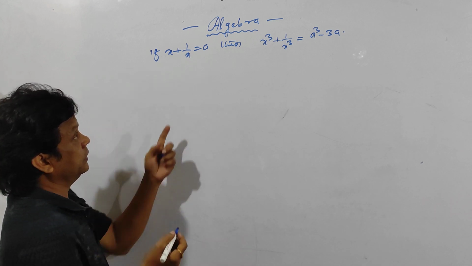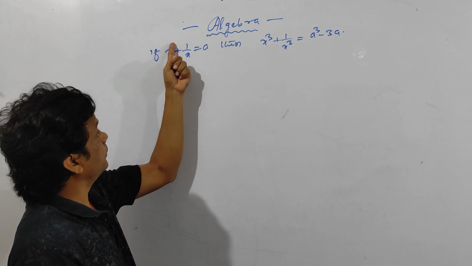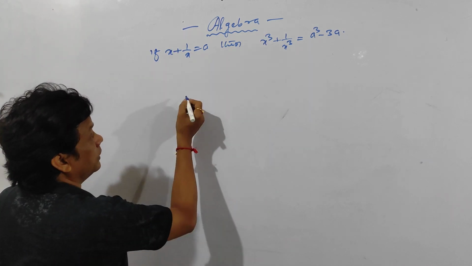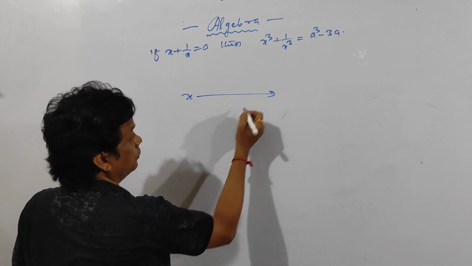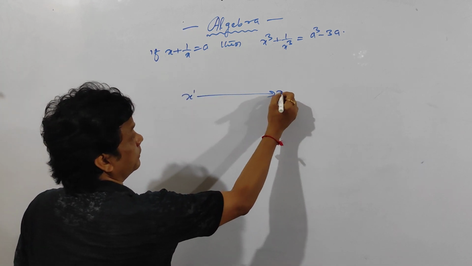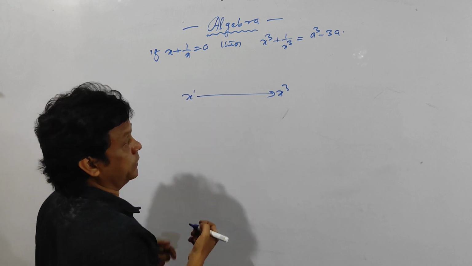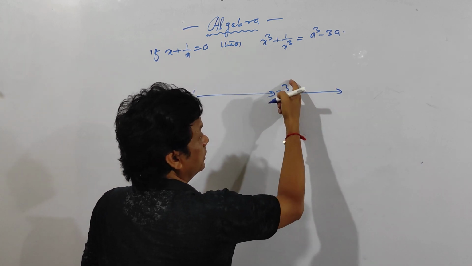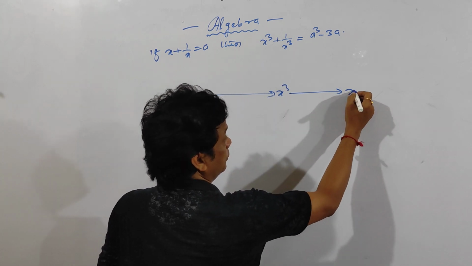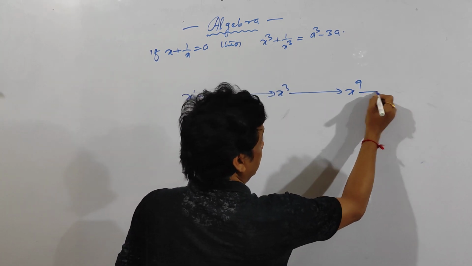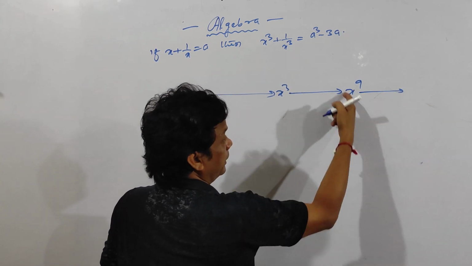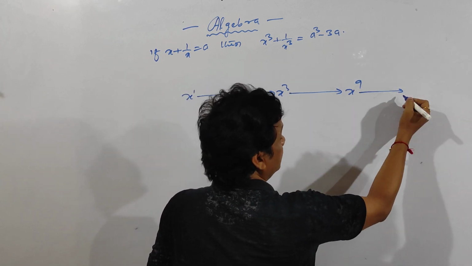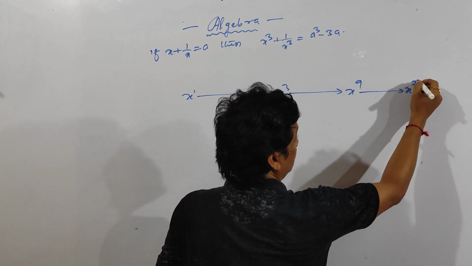In the first video, see here, you were converting x to the 1 to x to the 3. Here I am going to convert x to the 1 to x to the 3. That means you are taking the whole cube of this one. And if x cube is given, then you can find out the whole cube of this one, that means x to the 9. And if x to the 9 is given, then you can find out the whole cube of this one. So 9 times 3 is 27. You can find out x to the 27.